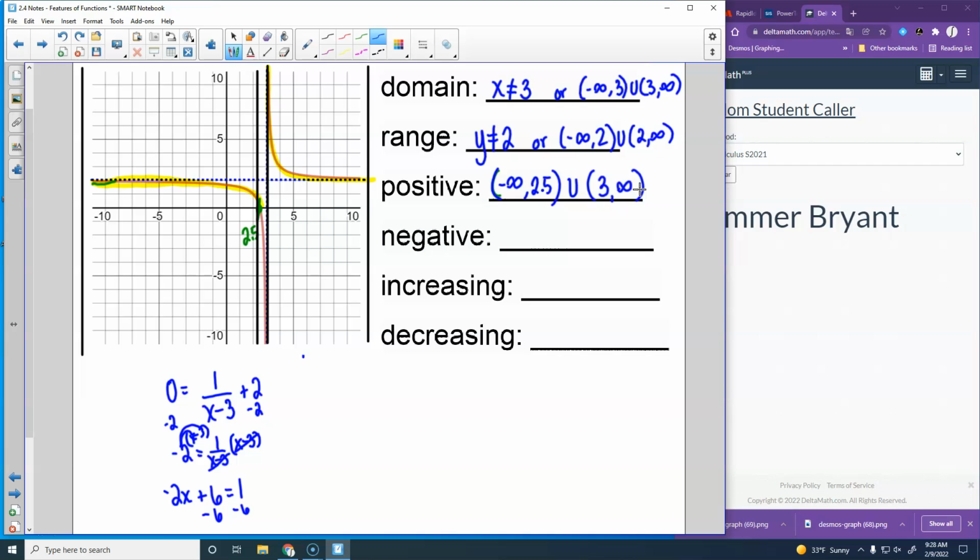Now for negative, I'm below the x-axis just in this little tiny section right here. And remember, we're given x-coordinates. So the x-coordinate right here is 2.5. And then the next x-coordinate right there would be 3. We're using parentheses because we're not including this.